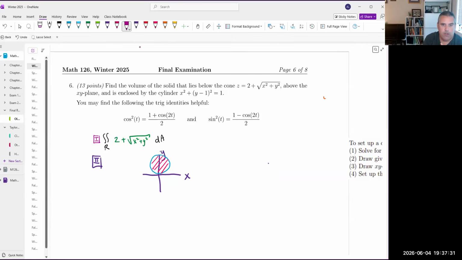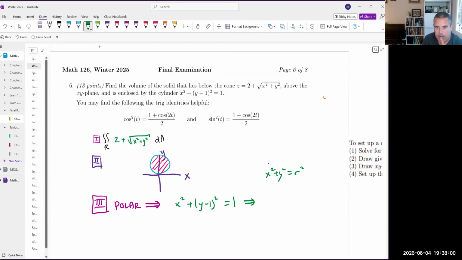Okay, so I'd like to do it in polar. The only problem is it's not a circle centered at the origin. So the moment I make this choice to do it in polar, I now have some work to do, which is I need to somehow rewrite this using polar, using the fact that x squared plus y squared is r squared, and x is r cosine of theta, and y is r sine of theta. So we have a little bit of a challenge here of making this happen.